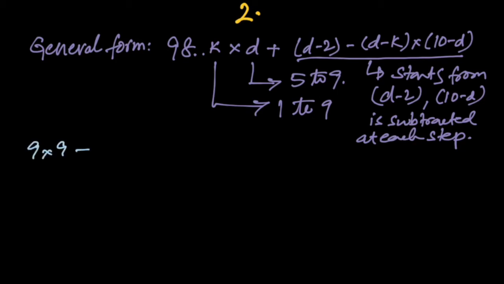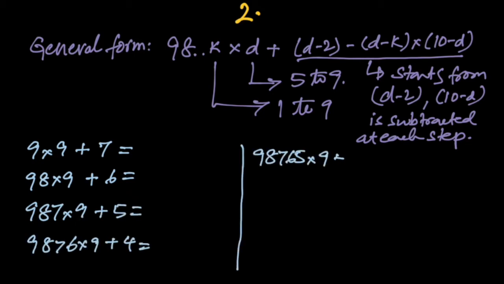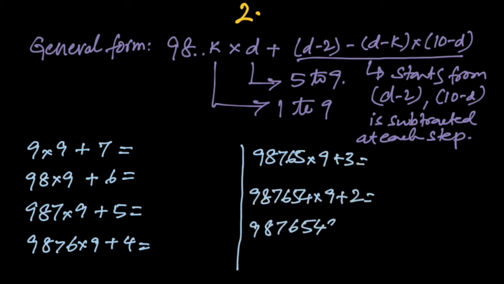For example, for multiplier 9, it looks like this. So k starts from 9 and the offset is 9 minus 2, 7, and at each step 10 minus 9 is subtracted. So 10 minus 9 is 1. So we have 7, 6, 5, 4, 3, 2, 1, like this.